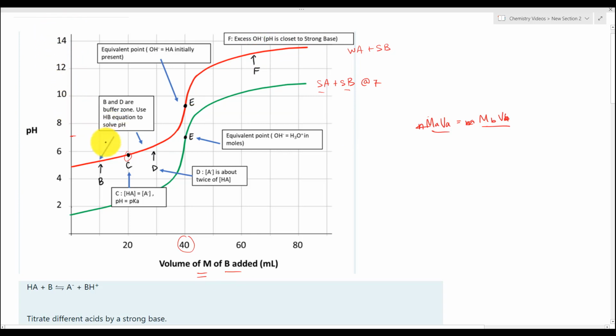You also know that at this specific zone right here you have a buffer zone, which means you have to use the Henderson-Hasselbalch equation. We will talk more about that when we talk about buffers, but for now you have to realize what's happening here, because you are going to be required to label a specific part of the graph. And once you reach your equivalence point, again, you can still use this equation right here.